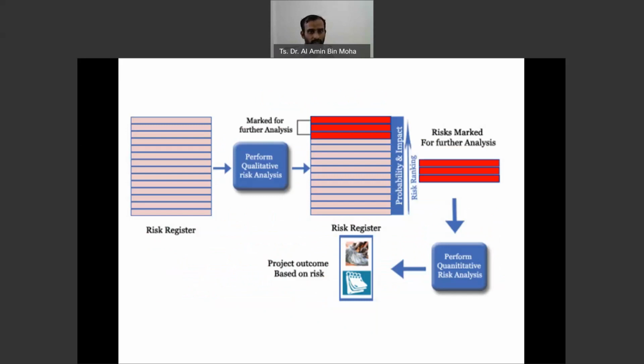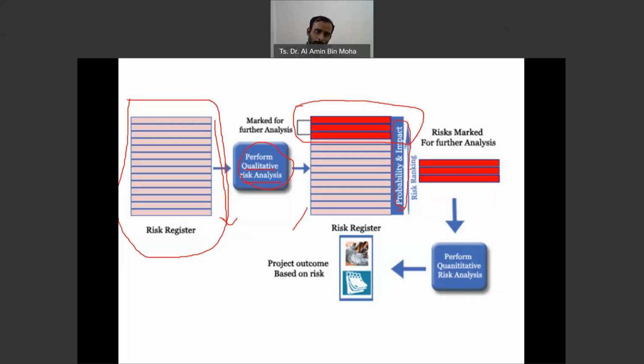So you have your risk register. Here is where you compile your risk list. Then you need to perform the qualitative risk analysis. From, let's say, 100 or let's say 20, by doing this qualitative risk analysis, you have sorted them based on the ranking. You know the probability and also the impact. So you list them, and then you know, okay, this is the most important risk that we need to give focus. The others are okay, just leave them for a while, but this is most important. So you sort it out using qualitative risk analysis.